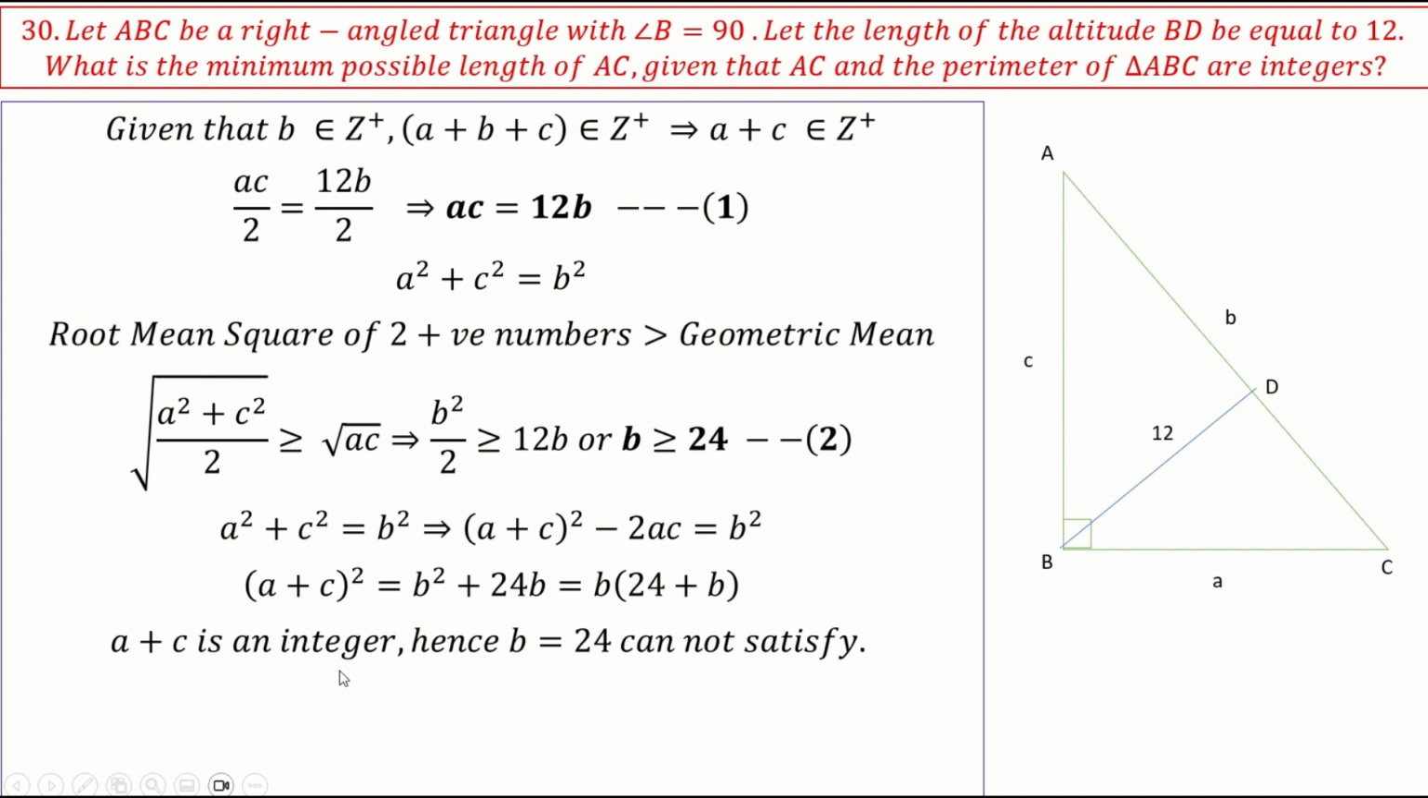So A plus B is an integer, hence B equal to 24 cannot satisfy this. I know that B is greater than or equal to 24, and I need to check for this rule. If I take 24, it becomes 24 into 48, so I don't get a perfect square. But at B equal to 25, I get a perfect square. This is 25 into 49, which is 5 into 7, a perfect square. So B equal to 25 is the answer because he asked for the minimum possible length. So I am going from 24 and above.